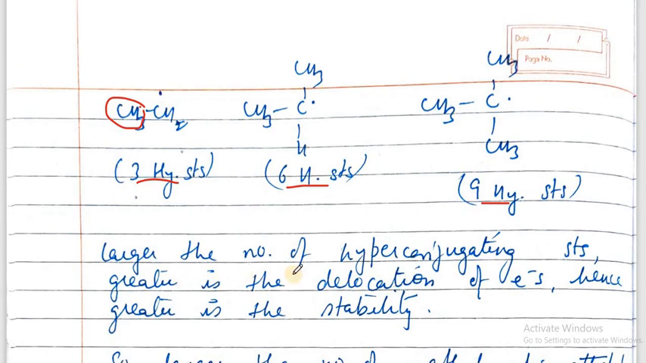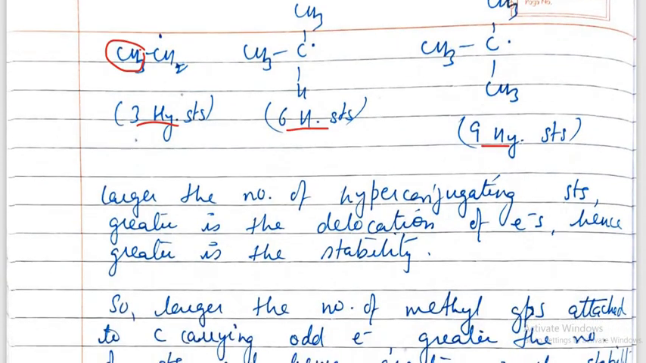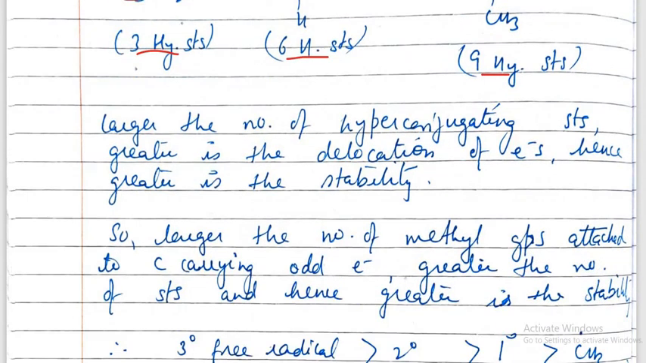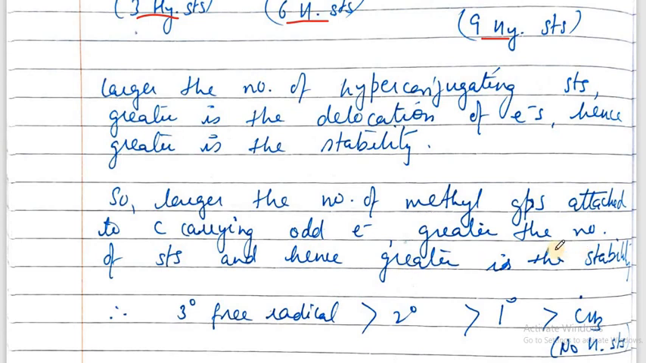That is, the larger the number of hyperconjugating structures, the greater is the delocalization of electrons, and the greater is the stability. So the larger the number of methyl groups attached to the carbon carrying the odd electron, the greater is the number of structures, and hence the greater is the stability. This we have already discussed in the upper structures also. So tertiary will be more stable than secondary, than primary, and then comes the methyl free radical with no hyperconjugating structure.